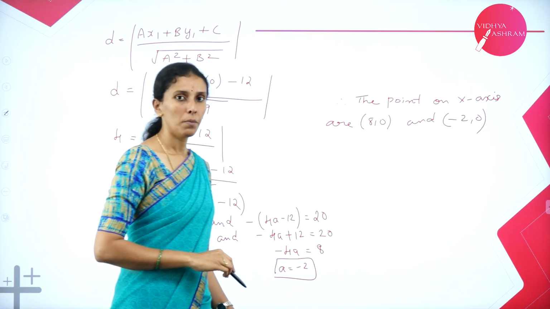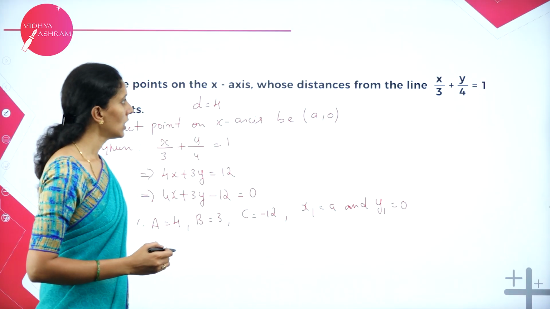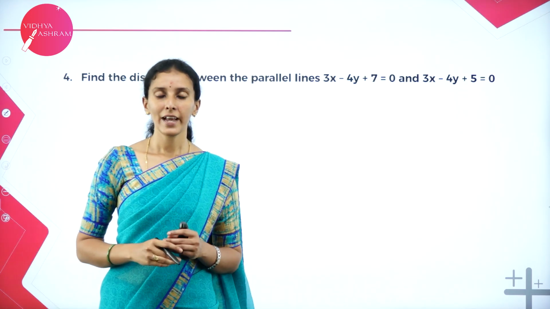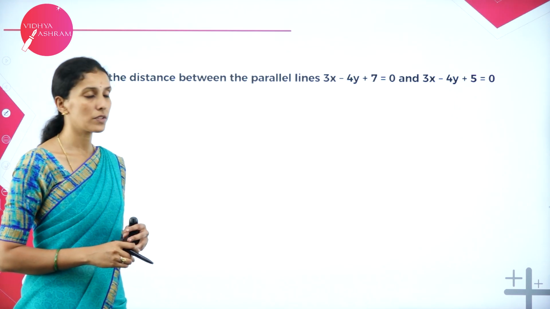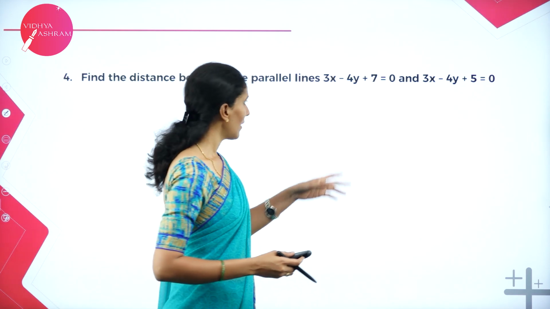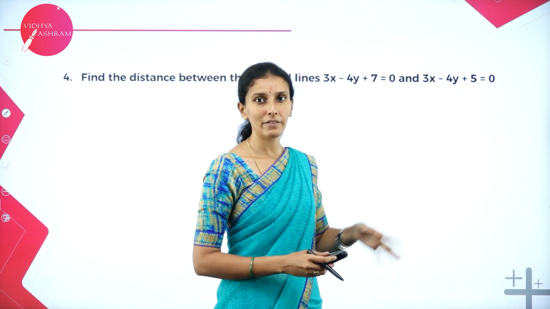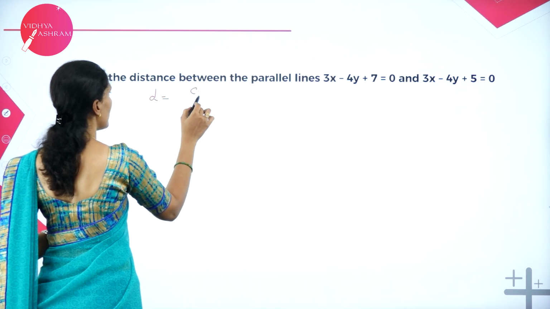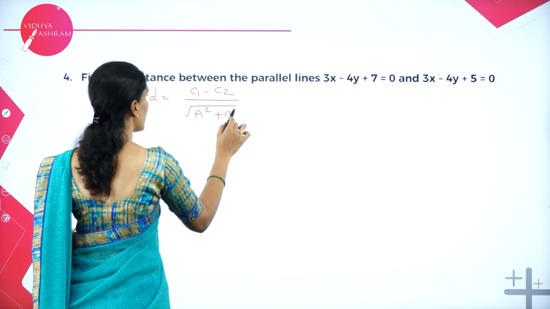So these are the points which have a distance of 4 units from the line x by 3 plus y by 4 is equal to 1. Next we have to find the distance between the parallel lines 3x minus 4y plus 7 is equal to 0 and 3x minus 4y plus 5 is equal to 0. Since the two lines are parallel, the A and B values will be the same, only C1 and C2 differ. So therefore the formula is |C1 minus C2| by square root of A square plus B square.